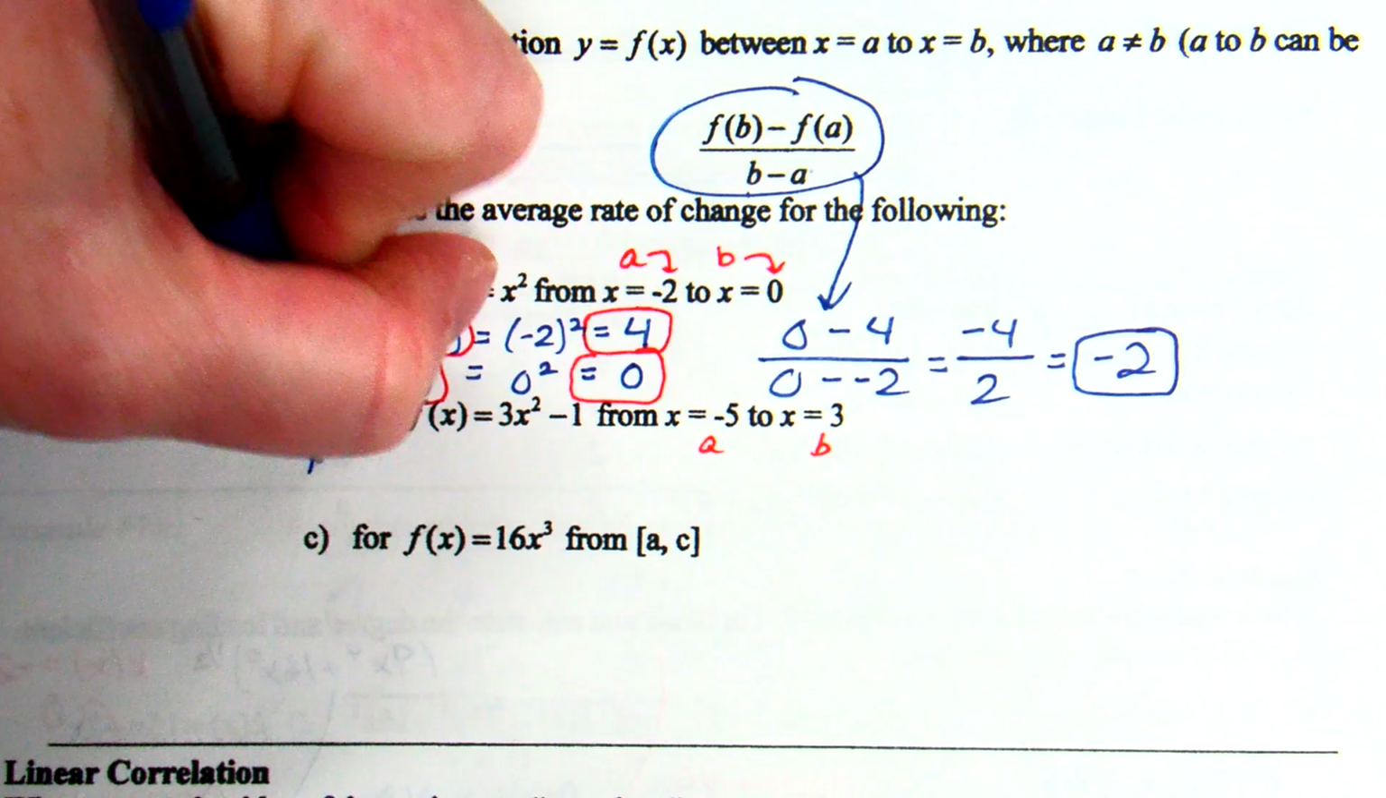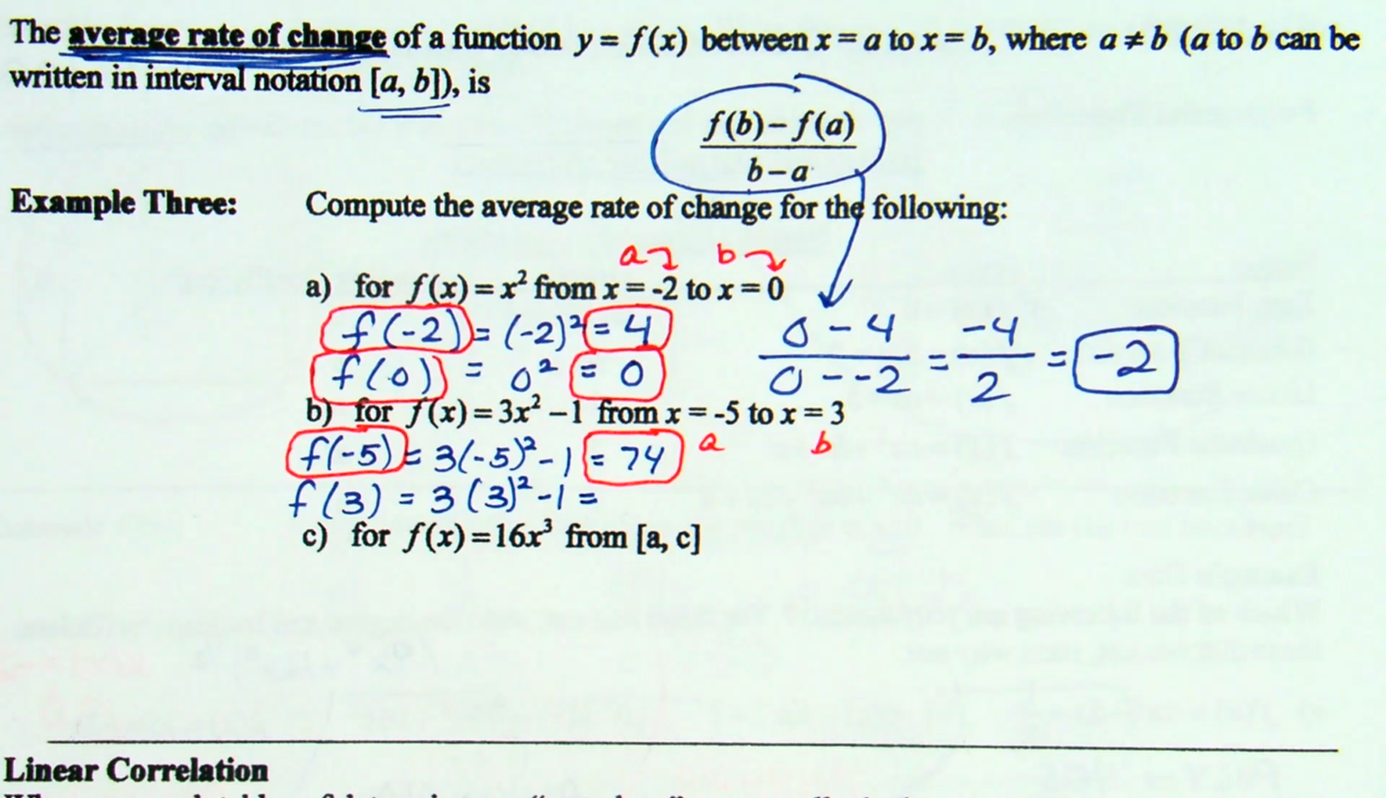What do you get for f of negative 5? I'm hearing 74. Because negative 5 squared is positive 25, times 3 is 75, 75 minus 1 is 74. Don't let the calculator trick you. Okay, what about f of 3? 26. Sounds about right. Squared is 9, times 3 is 27, minus 1 is 26.